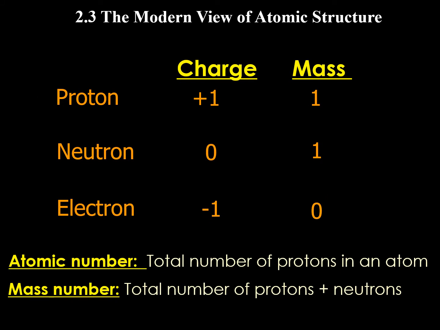So we have 2 new terms here. We have the atomic number, which is the total number of protons in an atom, and we have the mass number, which is the total number of protons plus neutrons. Again, protons and neutrons are located in the middle of the atom.